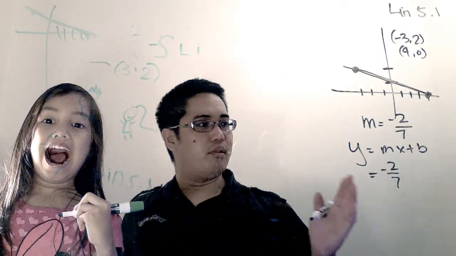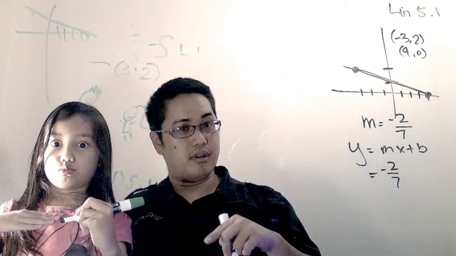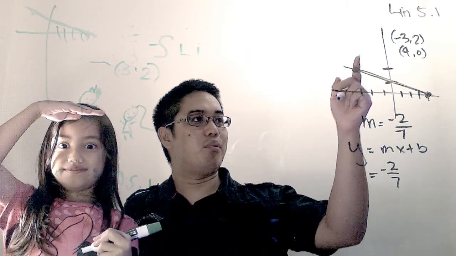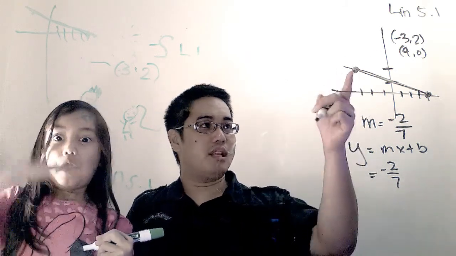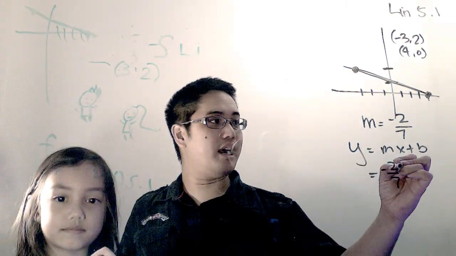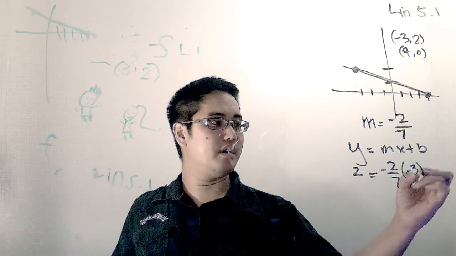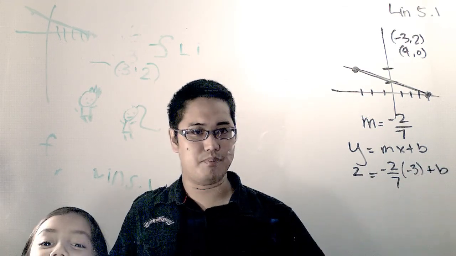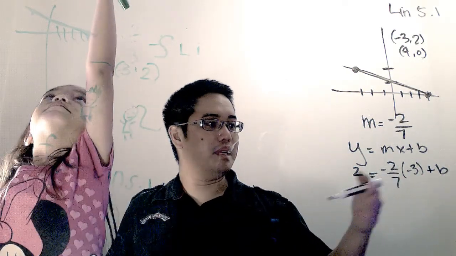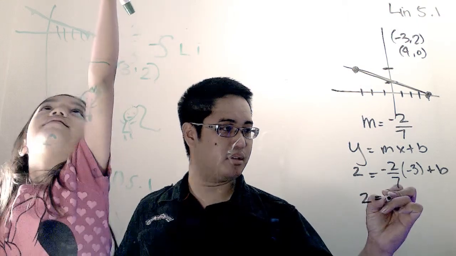I'm going to choose a point. Why don't we choose the point (-3, 2). That means x is equal to -3 and y equals 2, and I know for a fact that that point exists on that line because they told me to make the line that corresponds with that point. So my x is -3, my y is 2, and my b, I'm just going to leave as b. So now I'm going to try to figure out what b is equal to.